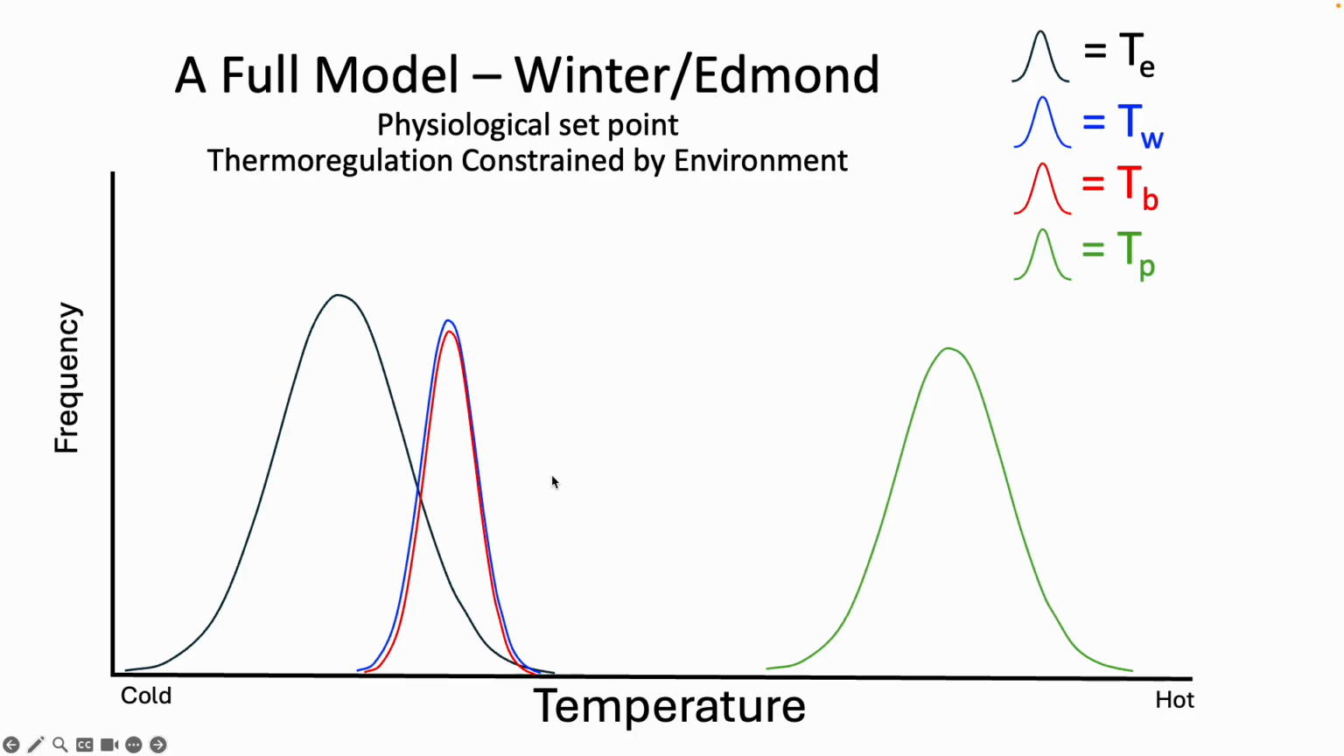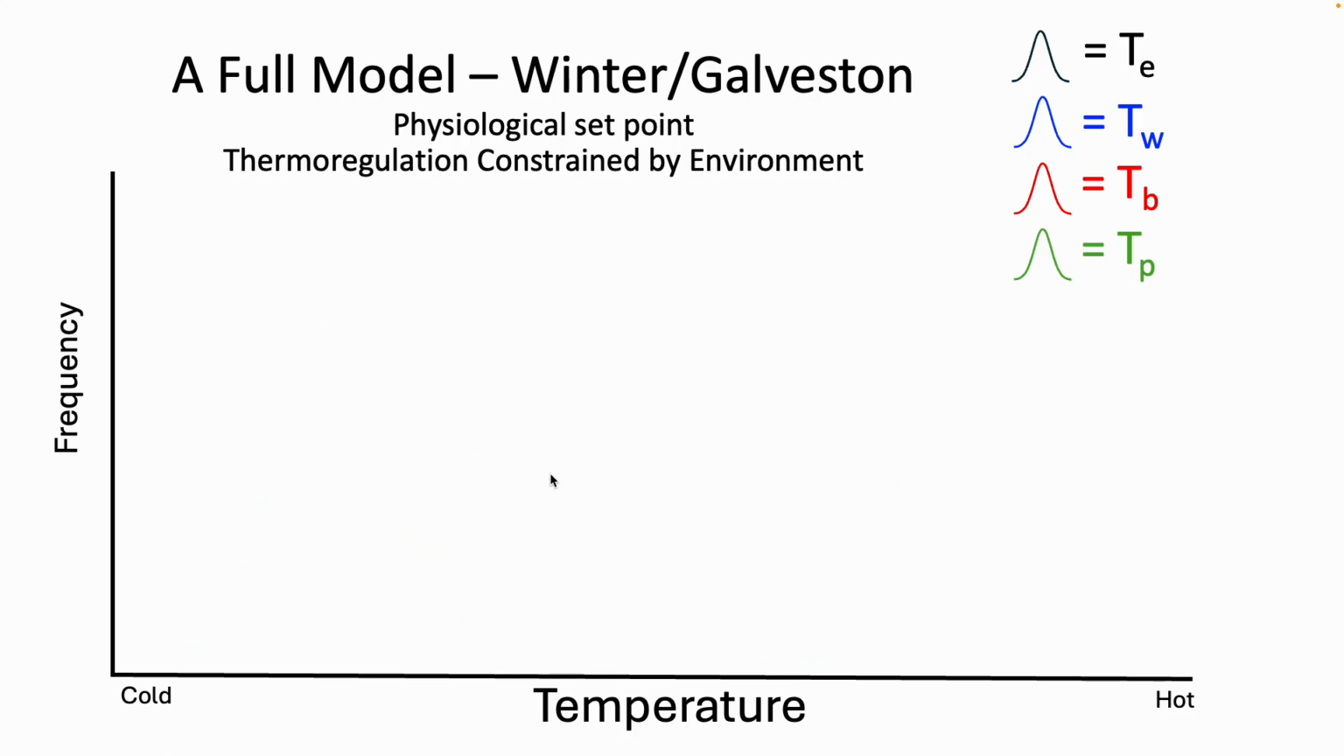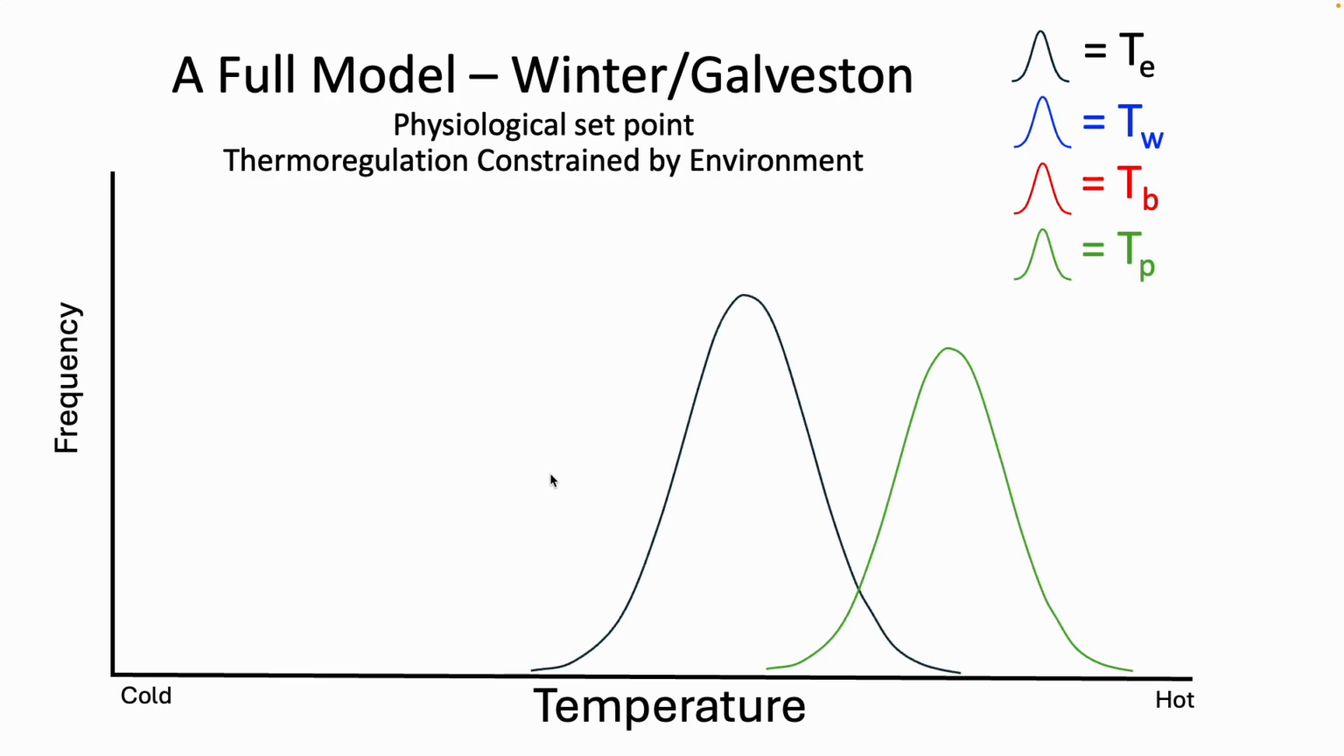In a similar way, if you're a gecko in the winter in Galveston, it is substantially warmer. So you have your normal preferred temperature. That's not changing from slide to slide. But your environmental temperature is also warmer because you're living it up in nice sunny Galveston.